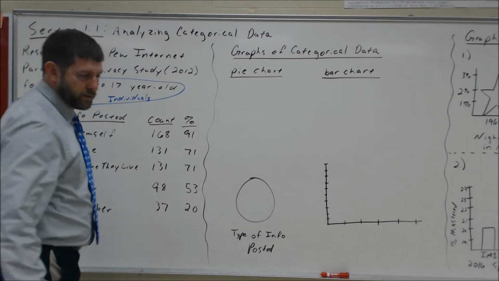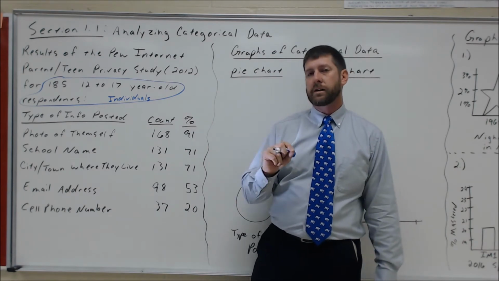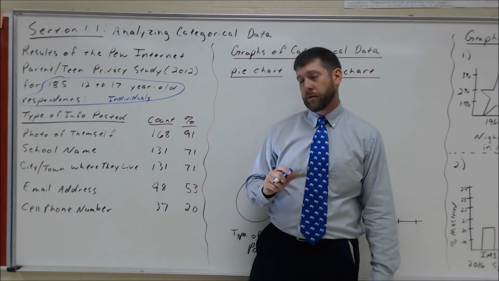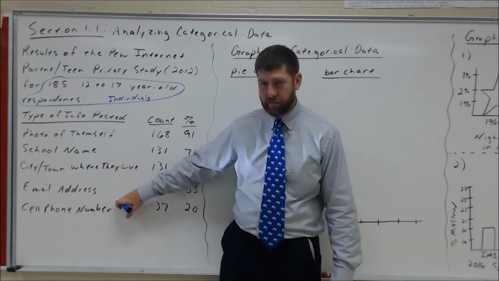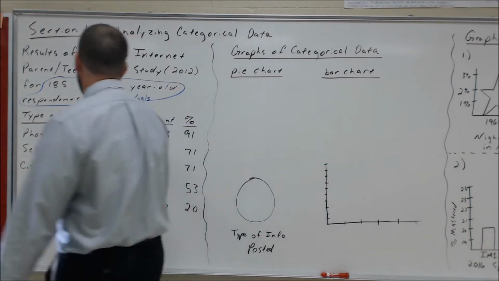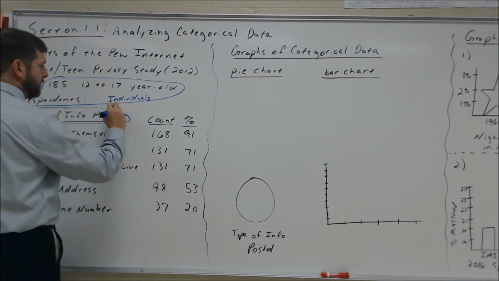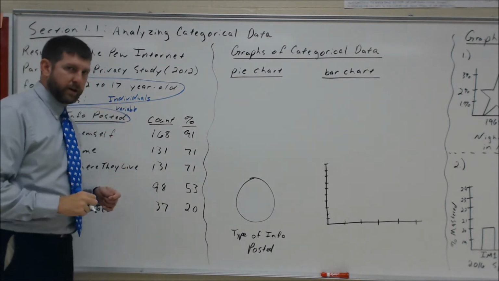Now, individuals are who we learn about. The variables are what we learn about them. So what is the variable in this case? Specifically, what we're learning about them is the type of info posted. These would not be variables. So the type of info posted would be our variable, right? This is the general idea of what we're learning.